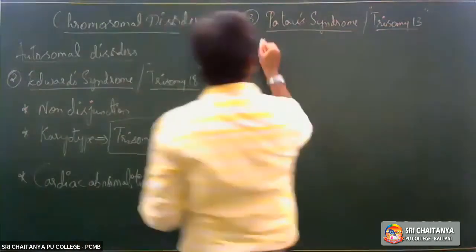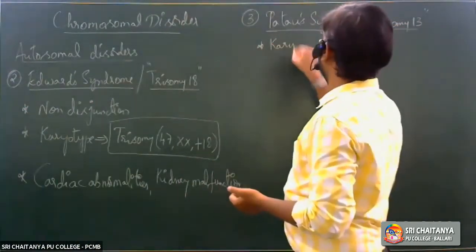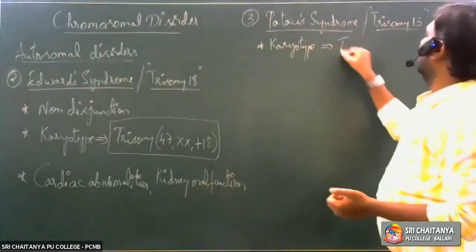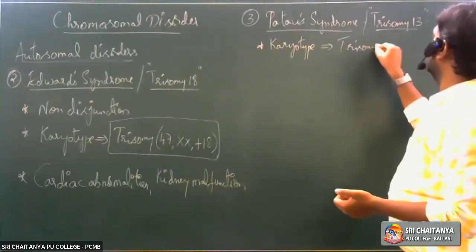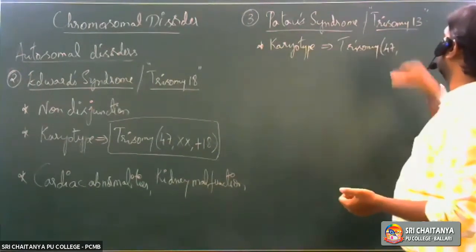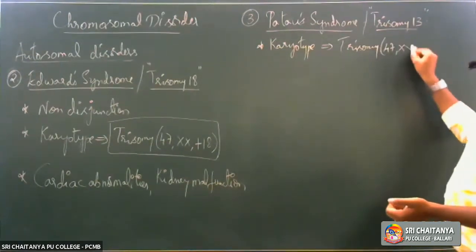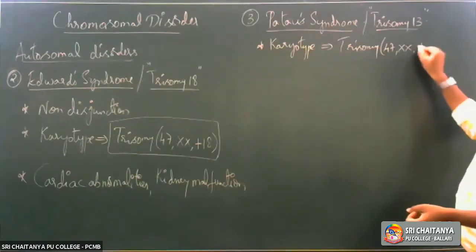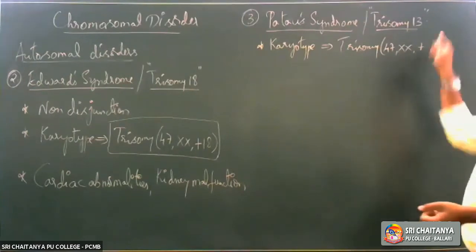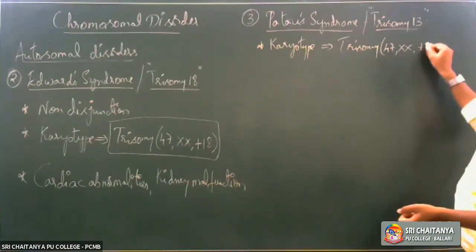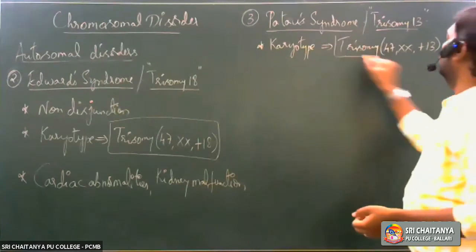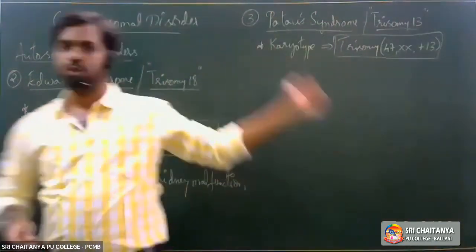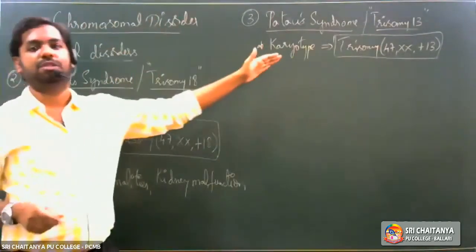So if we have to give the karyotype of these individuals, how do we designate it? It is trisomy, so 47 chromosomes. It could be seen both in males as well as females, so XX or XY, and a plus symbol is used because there is addition of one extra chromosome. And where is that addition seen? In the 13th chromosome. So this would be the karyotype of individuals suffering from Patau's syndrome.